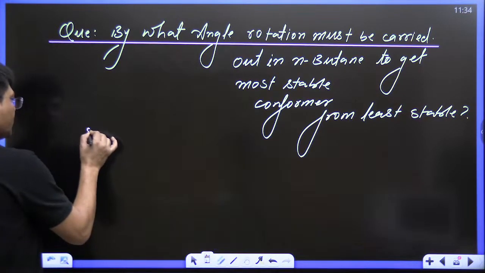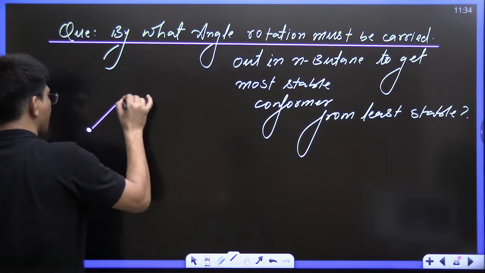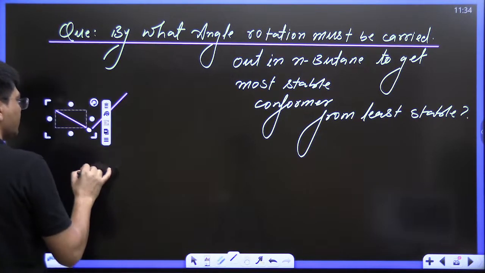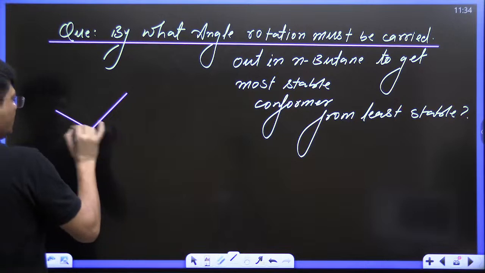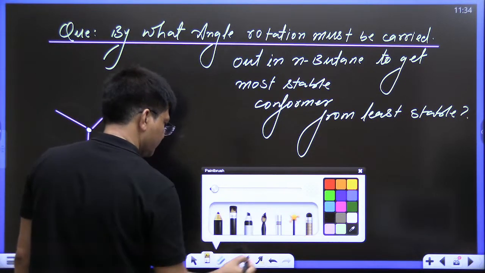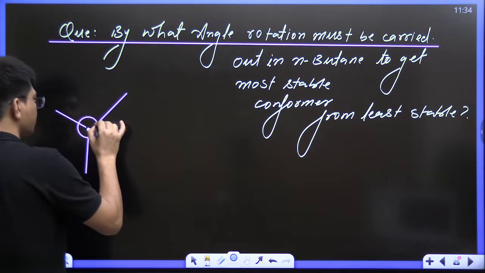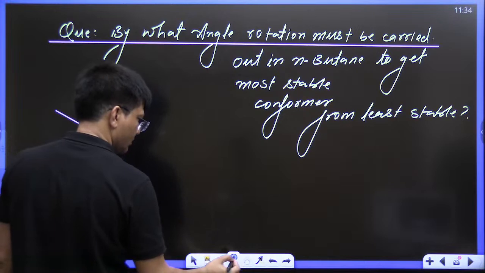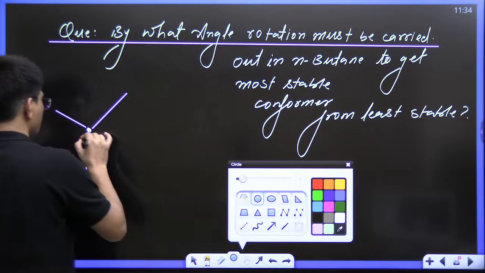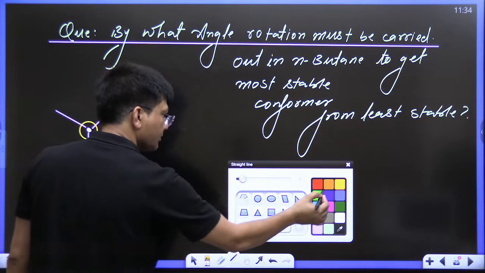This is your front carbon, and the front carbon is attached like this, and this is your back carbon, and the back carbon is attached like this.